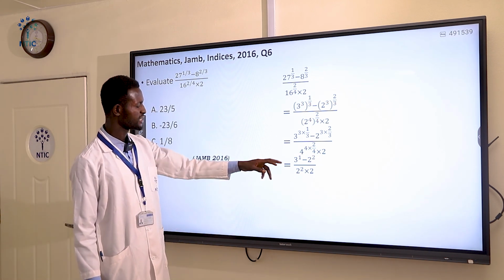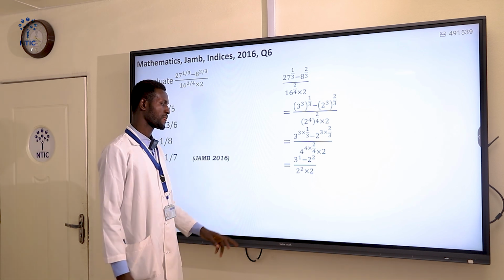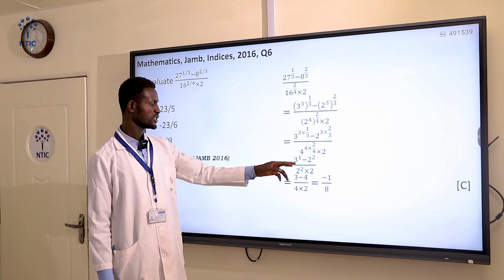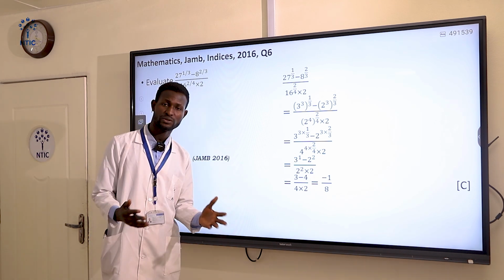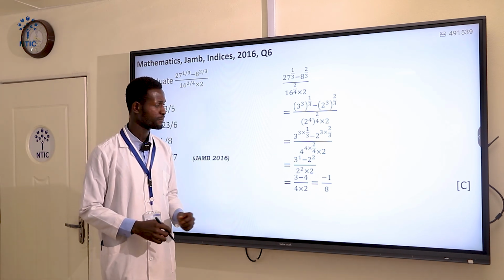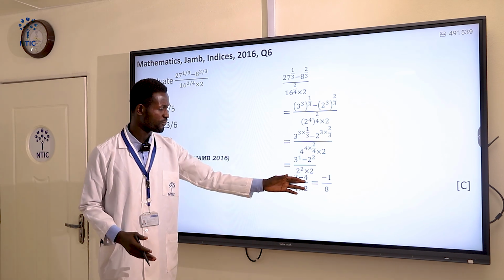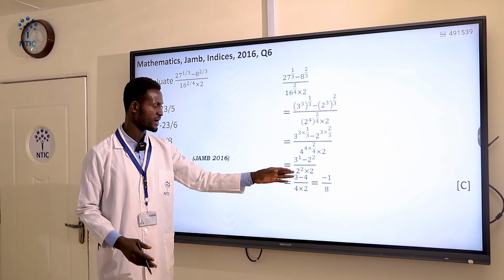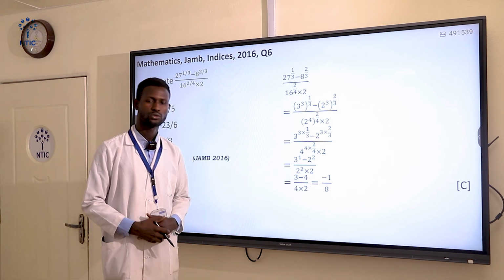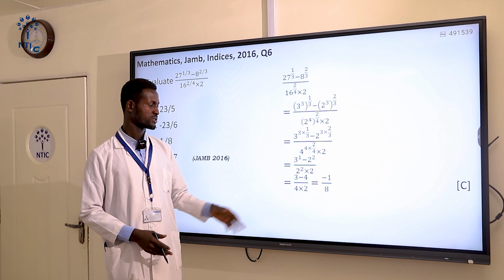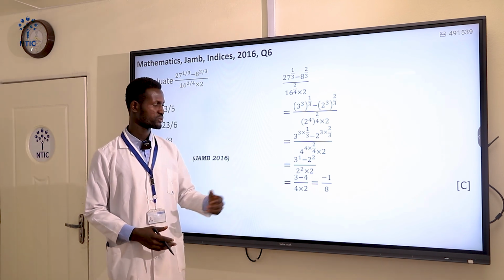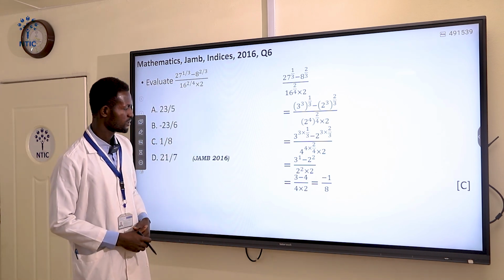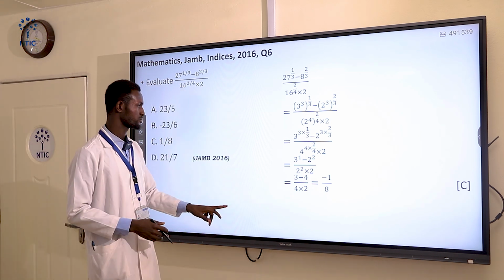Now, performing the necessary mathematical operation, since 3 raised to the power 1 is the same as 3, and 2 raised to the power 2 is 4, then we have 3 minus 4 divided by 4 times 2, of which 3 minus 4 is minus 1, and 4 times 2 is 8. Then we move to the next question.